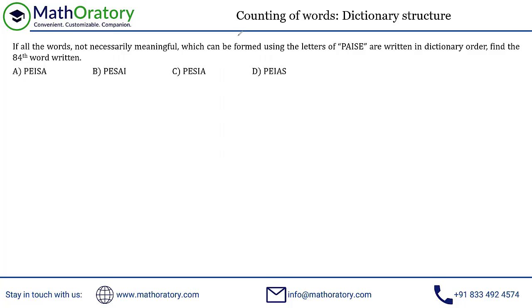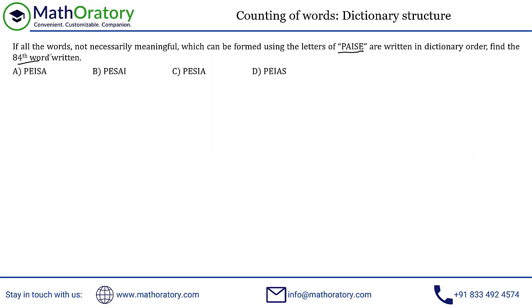Okay, so in this question, we are looking for the alphabetical arrangement of letters, or the dictionary rank, as it is sometimes mentioned. So let's just read the entire question once. If all the words, not necessarily meaningful, which can be formed using the letters of the word PAISE are written in dictionary order, find the 84th word written.